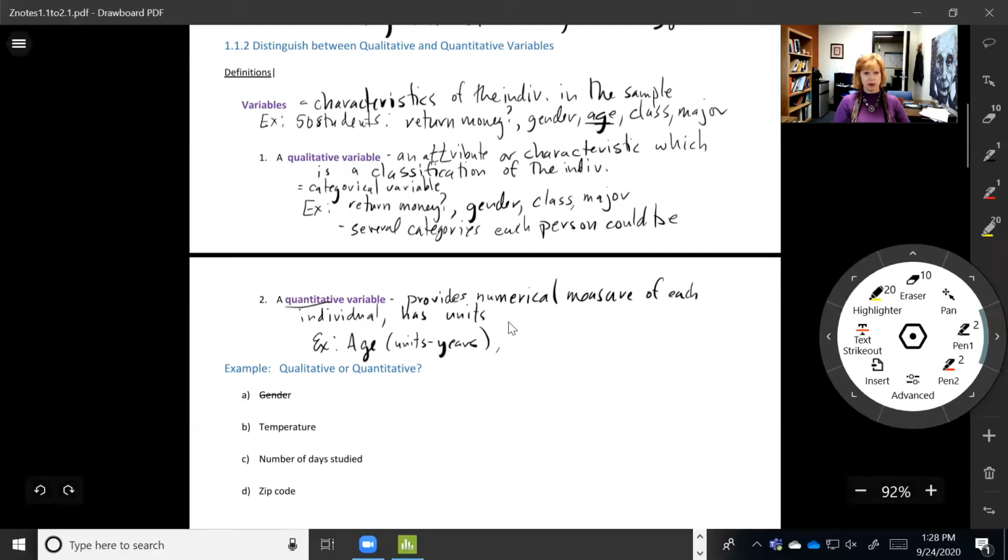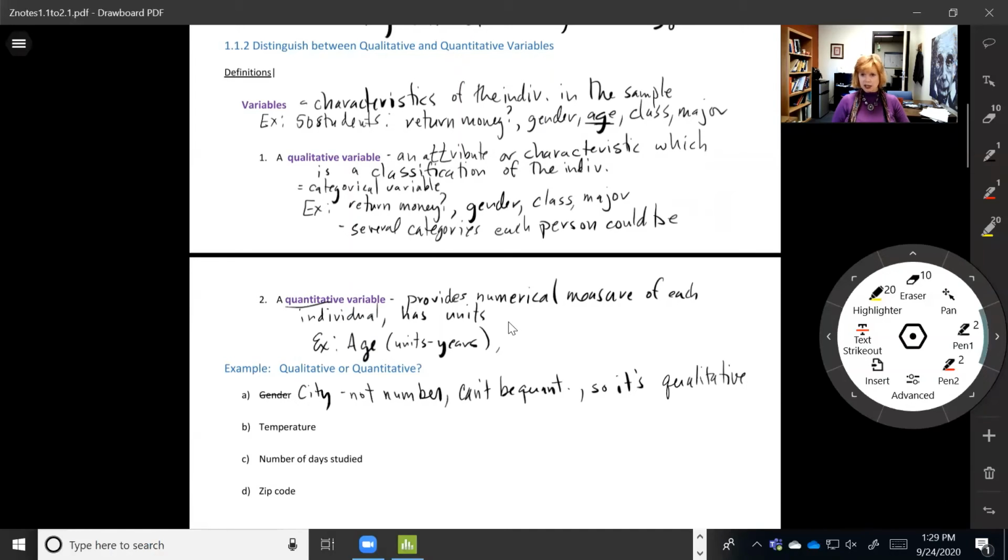We already did gender. I already put that up there. This is city. Let's make it city. All right, so is city a qualitative variable or a quantitative variable? Well, it's not a number, so it can't be quantitative. So it's qualitative. And what city you're in does classify you, or what city you were born in, or whatever it may be. That city is a classification of people.